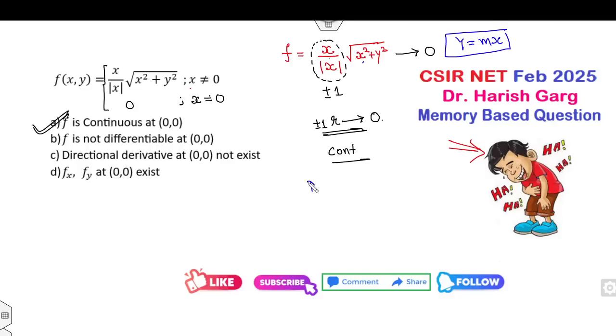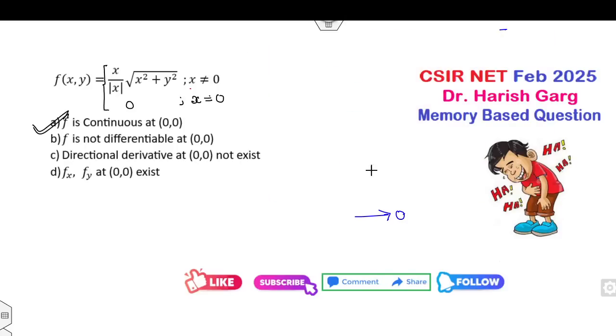Also, as I already told you, if the degree of the numerator is greater than the degree of the denominator, then the limit will always go to 0. And you can see the degree here is 1, and the denominator has degree 0. Fine. There is no term in x. That's why this goes to 0. Now, second, whether it's continuous, whether it's differentiable or not. For differentiability, we will check the partial derivatives.